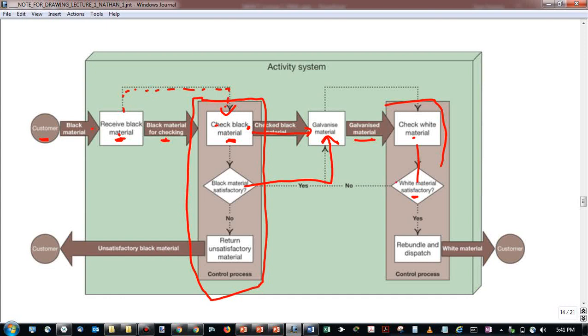Is it satisfactory? If it's no, we go back and we galvanize it again. If it is satisfactory, we rebundle it, because we had to unbundle it to do the galvanizing. So now we rebundle it, we dispatch it, and the white material goes out to the customer.